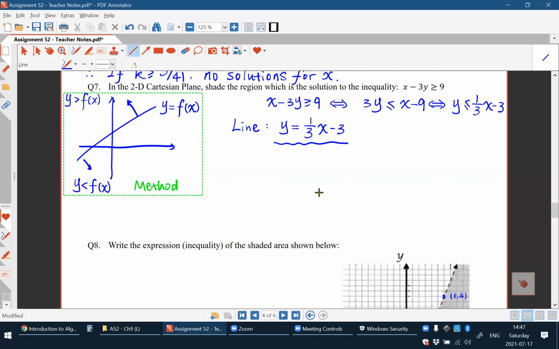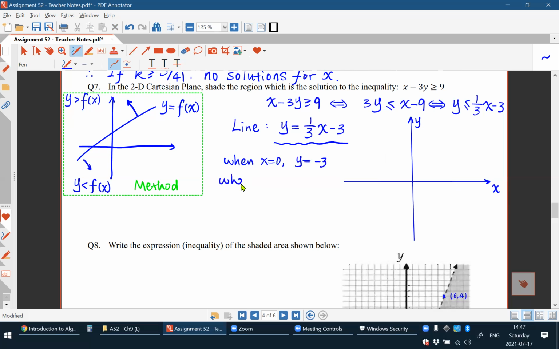And next, we need to find this line in the 2D Cartesian plane. So how do you find this line? A common method is to find its x-intercept and y-intercept and connect these 2 points to form a line. So when x is 0, y is -3. And when y is 0, that means 1/3 of x minus 3 is 0, which means x is 9. So when y is 0, x is actually 9.